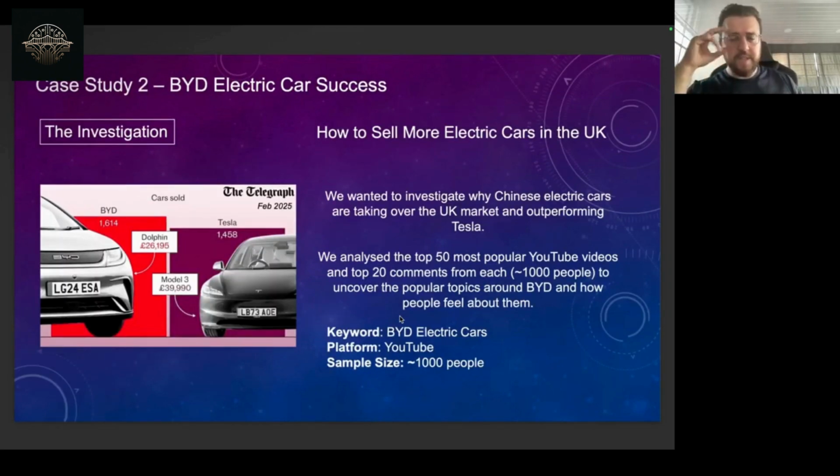So the case study, this is the second one we've done. It's on BYD electric cars and why BYD is so successful in the UK right now. Basically, this study tells you how to sell more electric cars in the UK, right? To give you an overview, we wanted to investigate this success. Why is BYD so successful in the UK? Why is it taking over the market? Why are people choosing to buy BYD over Tesla? That was the research question.